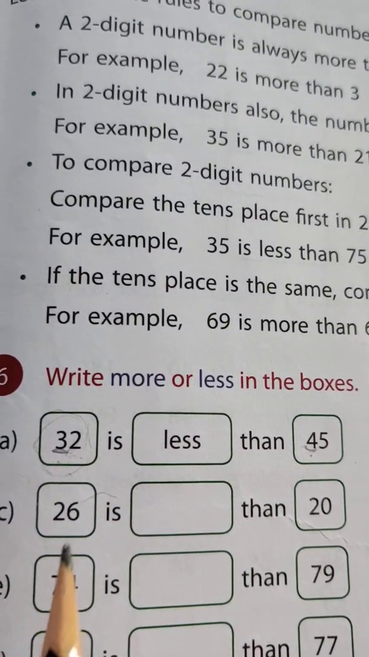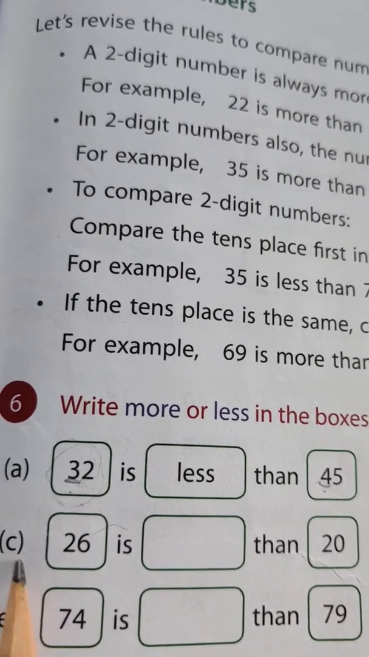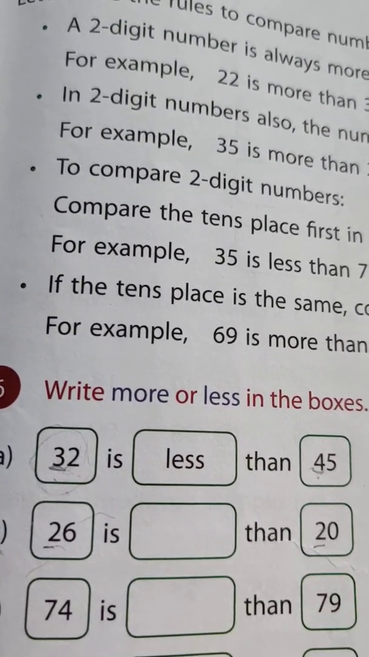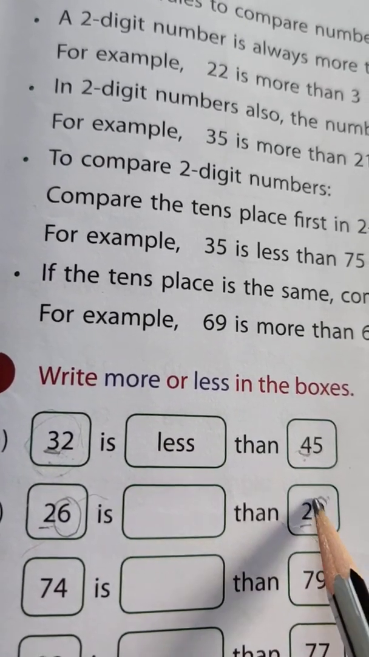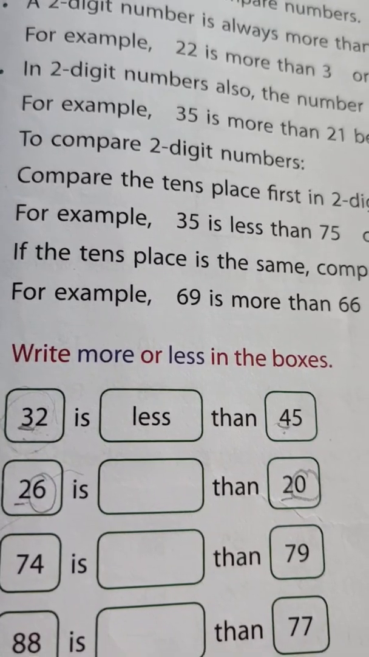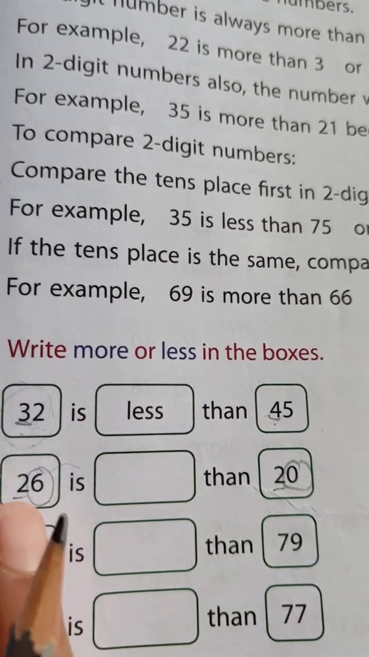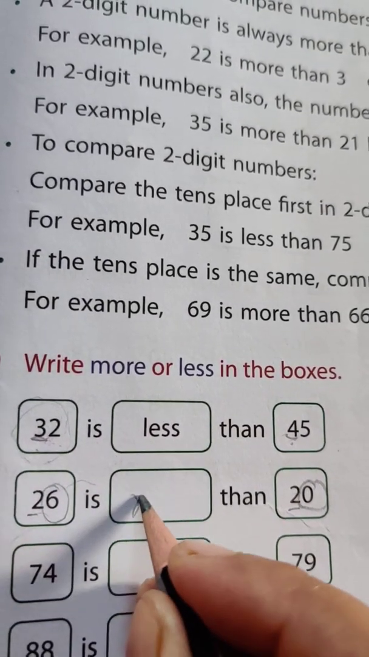Now, 26 is dash than 20. We will compare the tens place. Both are the same. Now we will compare the ones place, 6 and 0. Which one is less? 0 is less, 6 is more. So 26 is more than 20.